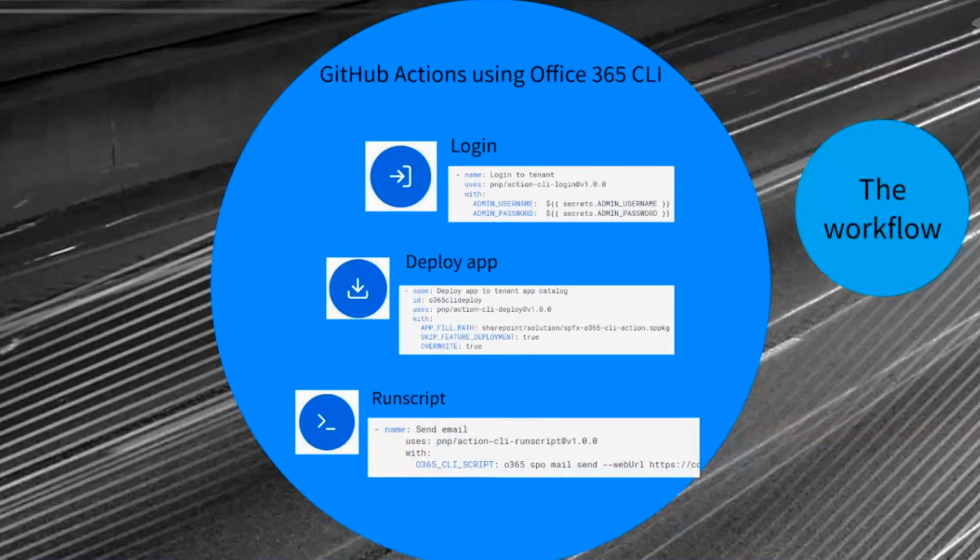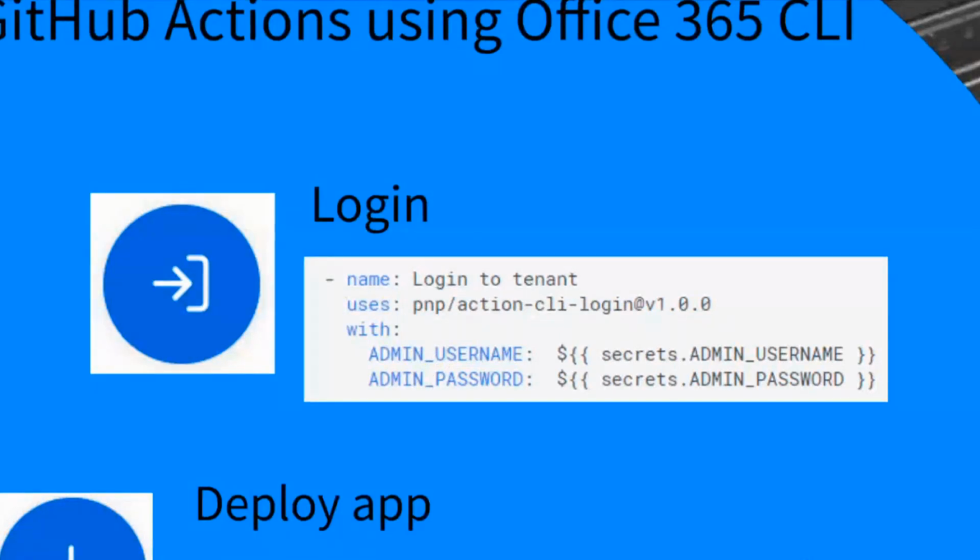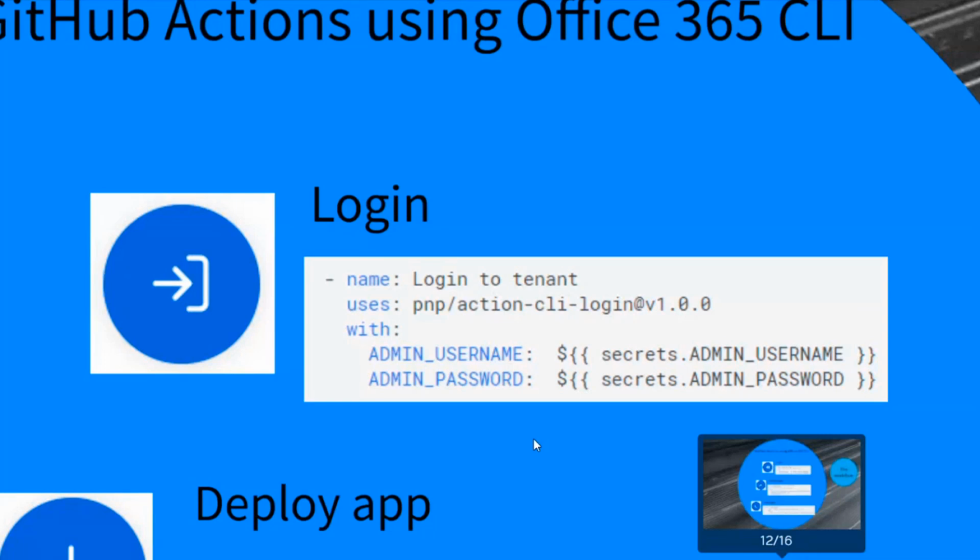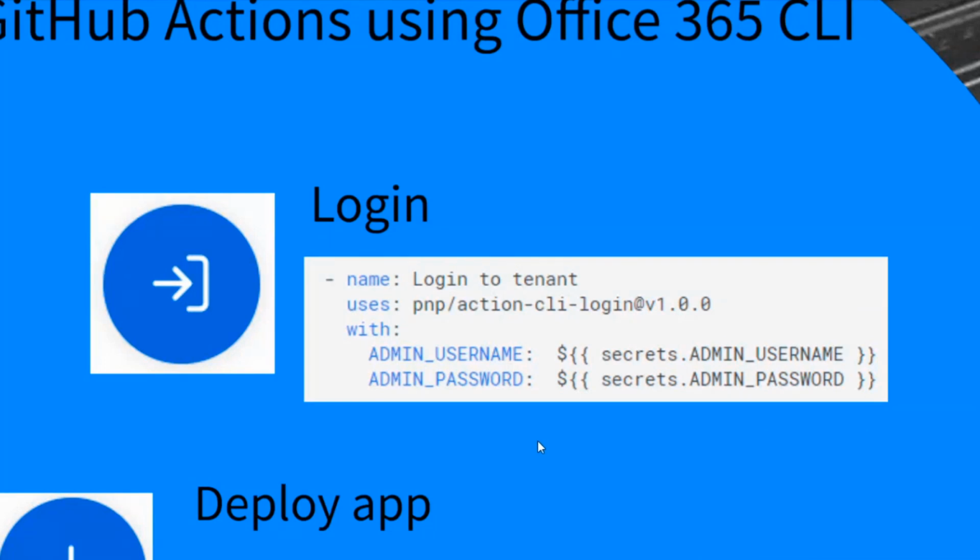Yeah, thank you, Velin. So as Velin explained, what we have done is we have created some GitHub Actions using Office 365 CLI that we can consume in our GitHub workflows for SharePoint Framework projects. So the first action is a login action. What this does is it logs you into your tenant using the CLI. We have to pass in the admin username and password.